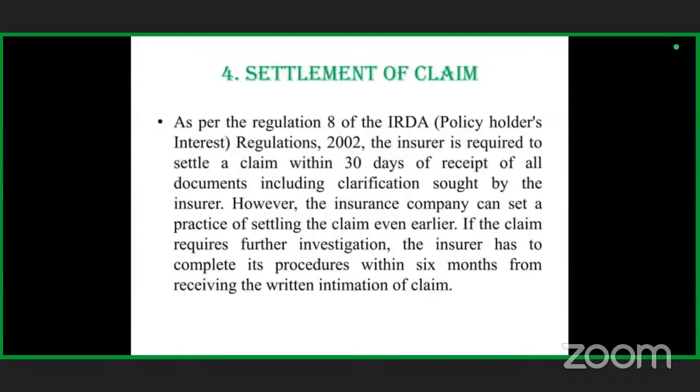However, the insurance company can make a practice of settling the claim even earlier. If the claim requires further investigation, the insurer has to complete its procedures within 6 months from receiving the written intimation of the claim. So 30 days is the maximum period of claim settlement if all documents have been received. Sometimes the insurance company may settle earlier also. If the insurance company requires further investigation, it may take 6 months also sometimes.